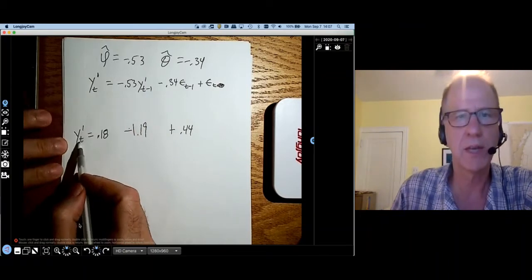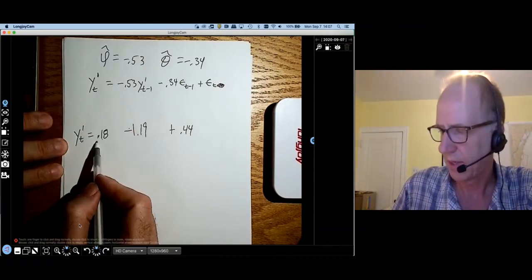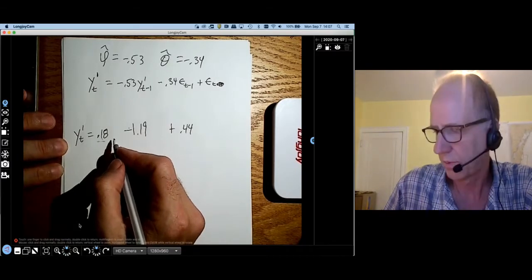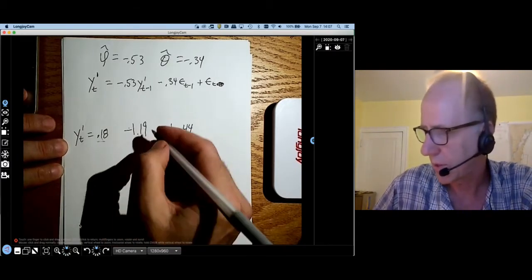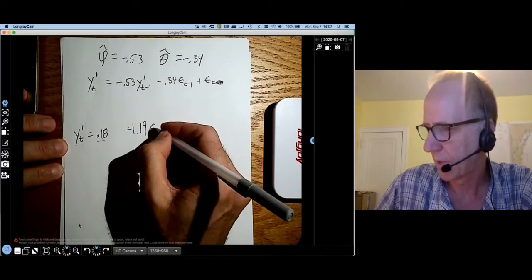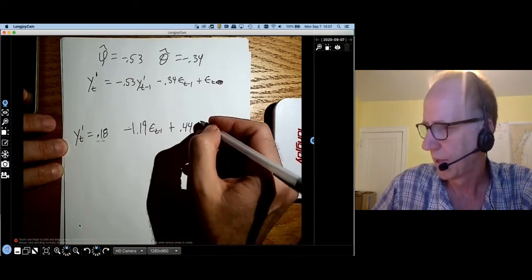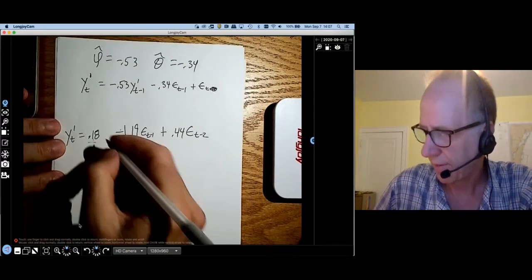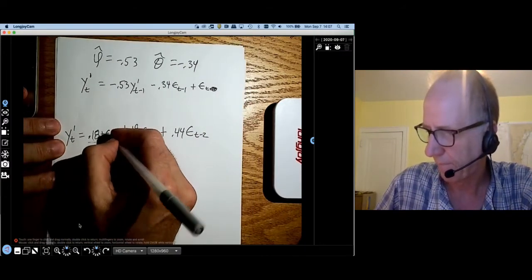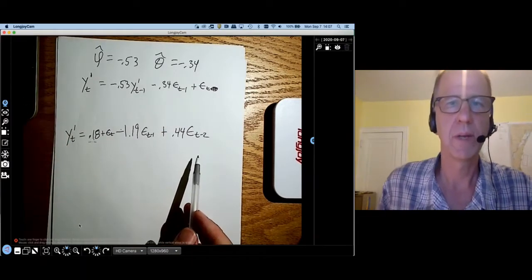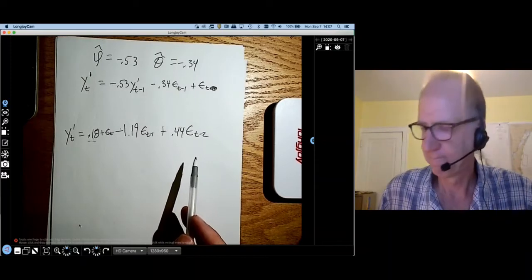So my differenced data at time t is the drift coefficient. Now we don't have any autoregressive terms, so I don't need to write in any phis. This is going to be what I write times epsilon t minus 1. This is times epsilon t minus 2. And I really have an epsilon t in there. So that is the model that has been generating my data.